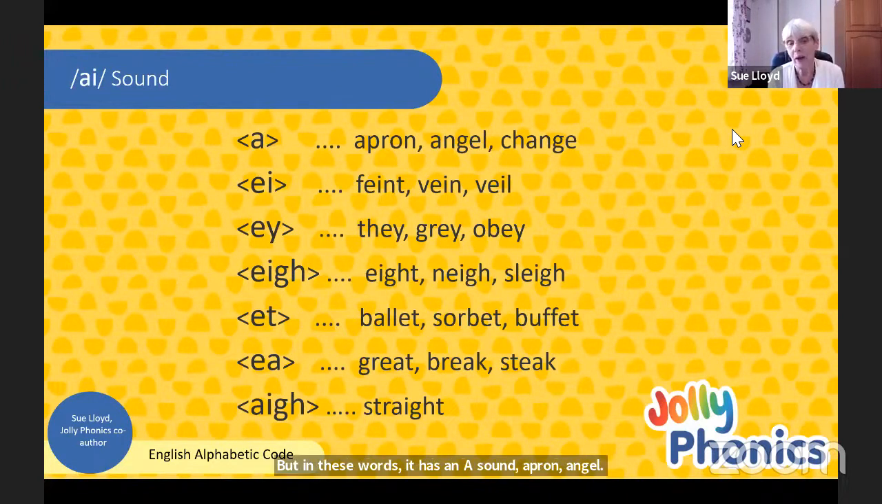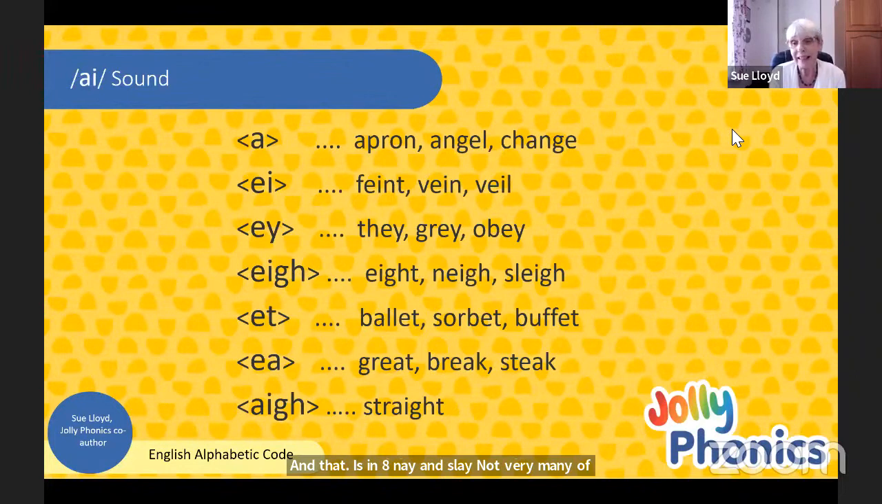EI, that's another way of writing A, and it's in a few words like faint, vain, and veil. EY, that's another one, and that's a common word like they and grey and obey. Here's a four-letter one, EIGH, and that is in eight, nay, and slay. Not very many of those.